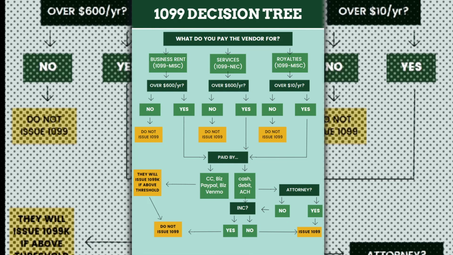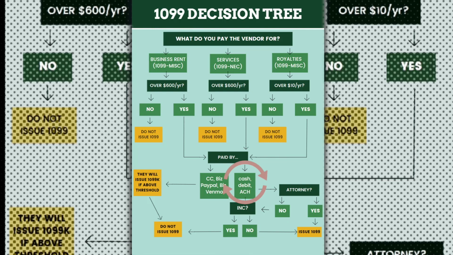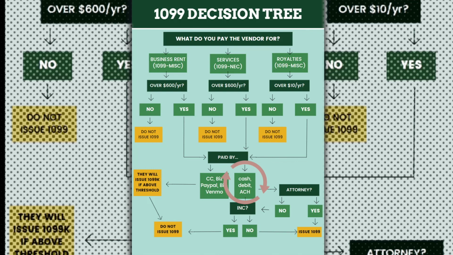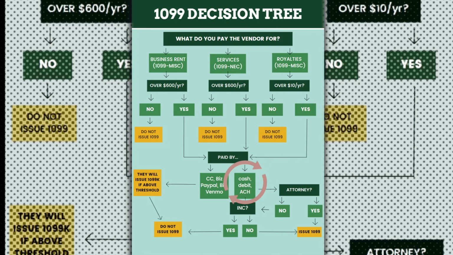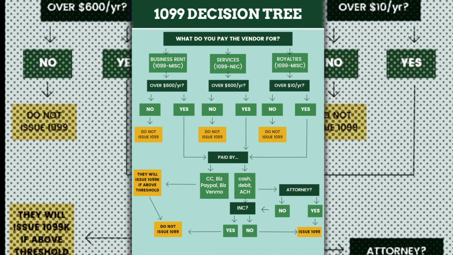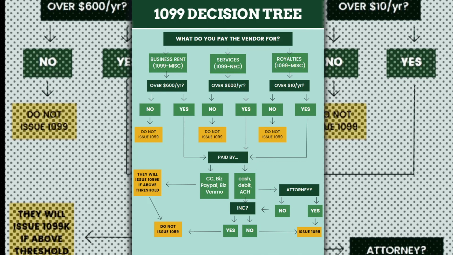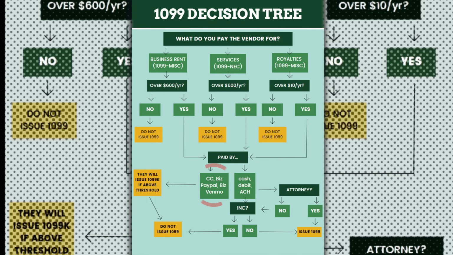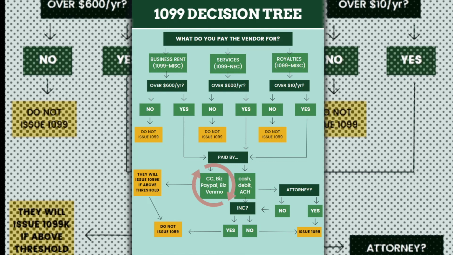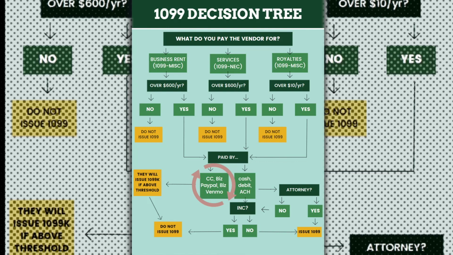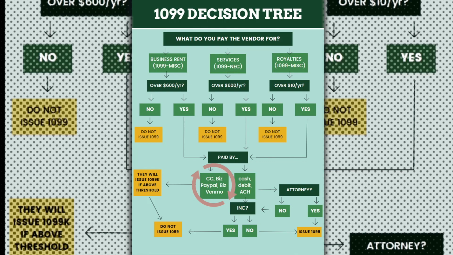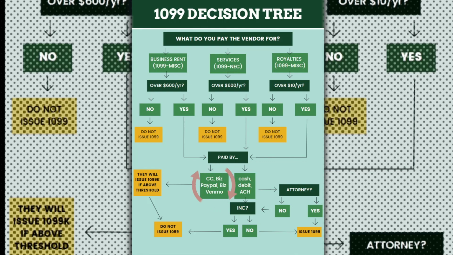So if it was paid by cash, debit, ACH, check, any kind of transfer through your bank account directly, then that typically is going to be more likely that you would have to issue a 1099. However, as is getting more popular, if they paid by credit card, business PayPal, business Venmo, any other payment processor like Stripe, anything like that processes specifically business payments.